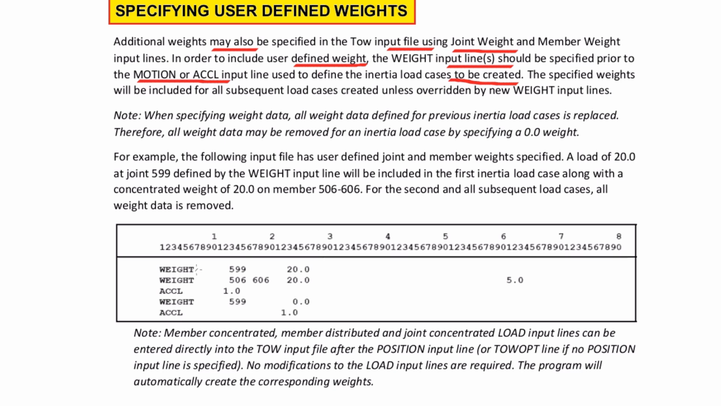Here you can see this weight 599, that's the joint, 20 is the load. So here a load of 20 on joint 599 defined by the weight input line will be included in the first inertial load case along with the constant load of 20 on the member. You see this is a member, this is a joint, so this member weight is also 20. So this will be used to create the inertial load with acceleration 1.0, like that it is there, right?